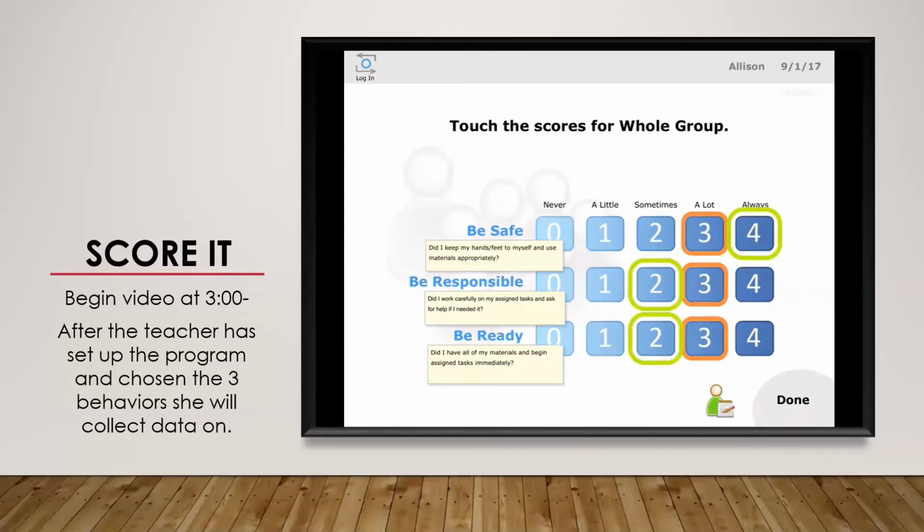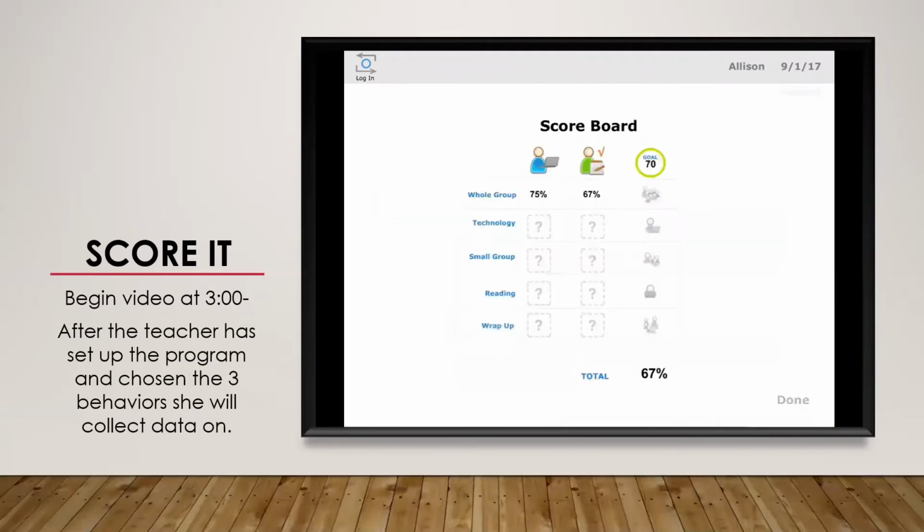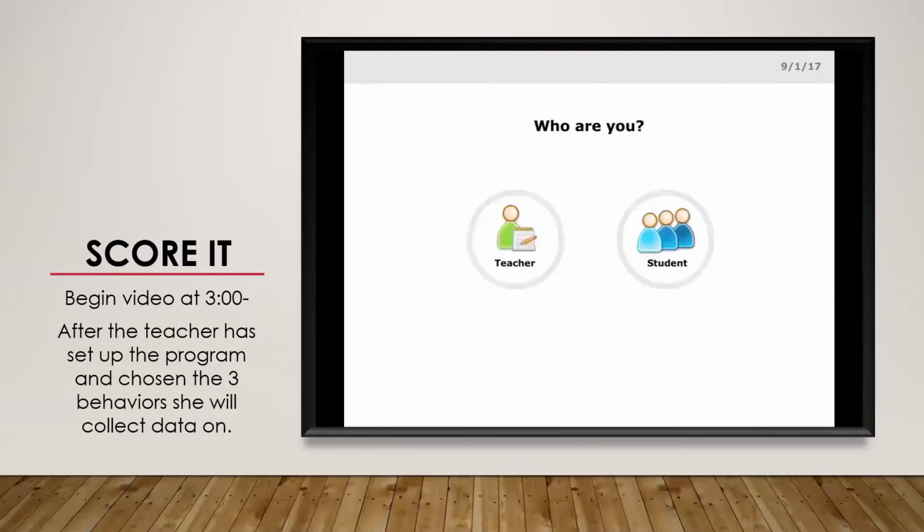At this point, this is a good time for the teacher to provide some feedback about the scores and maybe how they compare. If the student did a good job, the teacher may provide some behavior-specific praise. If the student didn't do as well, it's an opportunity to provide some constructive feedback and make some corrections for the next instructional activity. Once that's over, and it should only take about 10 seconds, you can click done. It takes you to the scoreboard, hit done again, and now you're back at the initial login page.